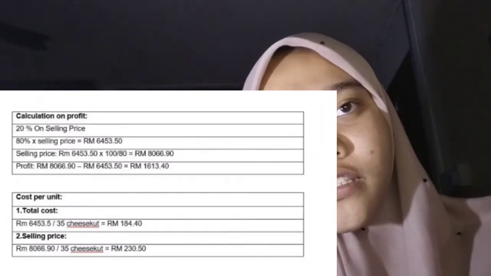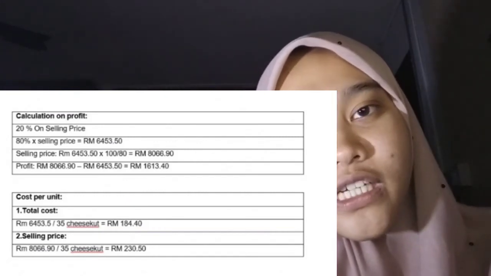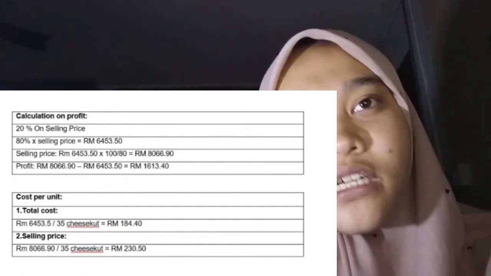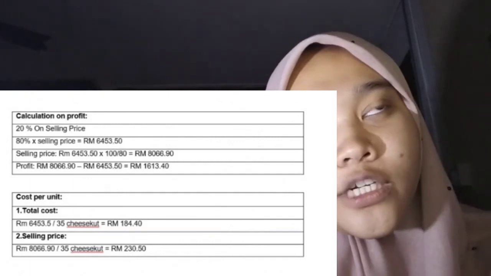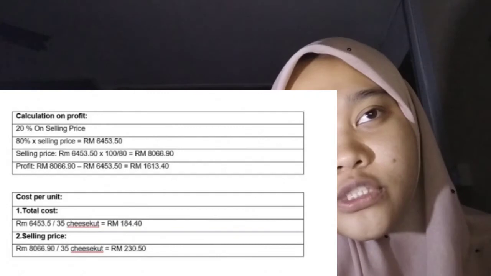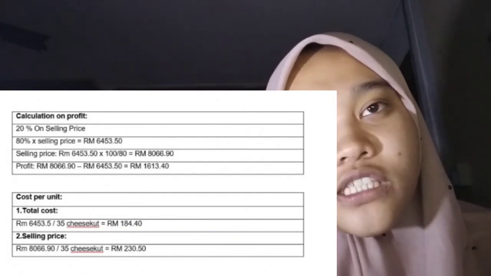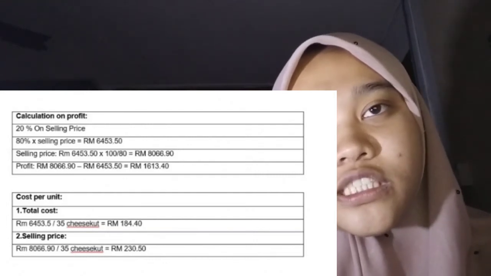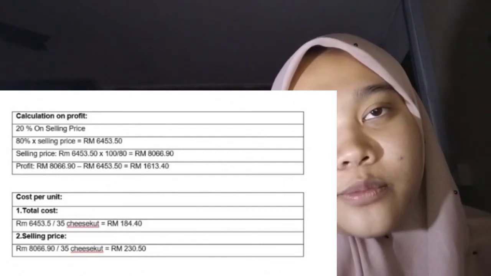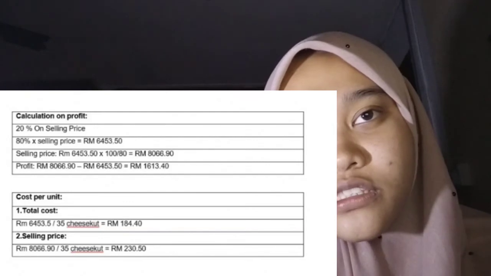For my part, the factor influencing the determination of the percent of profit. Profit is divided into two, which are profit on cost and profit margin. In our product we use a profit margin of 20%. So the calculation on profit is 20% on selling price, so 80% times selling price equals total cost, where we get this total cost in the forward calculation.